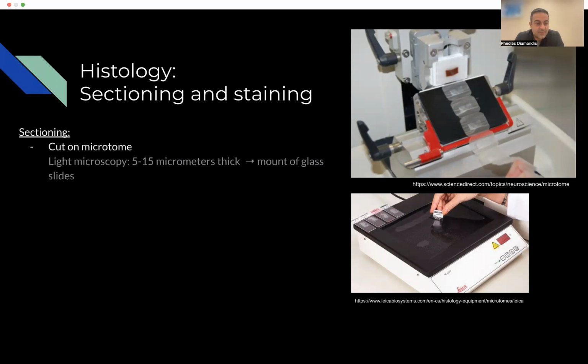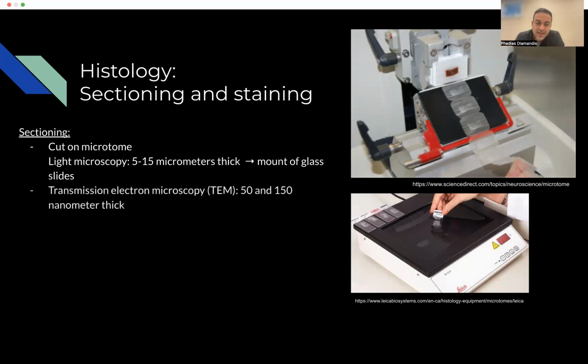So again, it's cut on a microtome. We need to cut it very thin, 5 to 15 micrometers, and put it on a glass slide to allow the light to pass through the tissue. For EM, this is much thinner. It's 50 to 150 nanometers in thickness. So this is why we use different fixatives. We use paraffin for light microscopy. We use a plastic resin for EM, just because it needs to be cut even thinner.